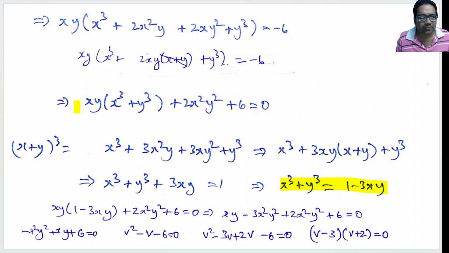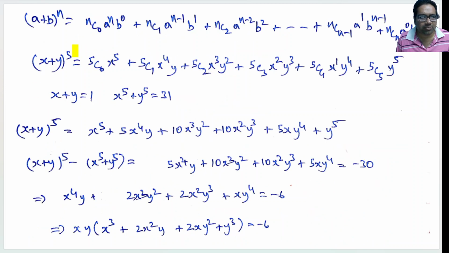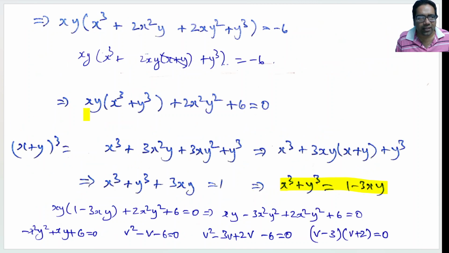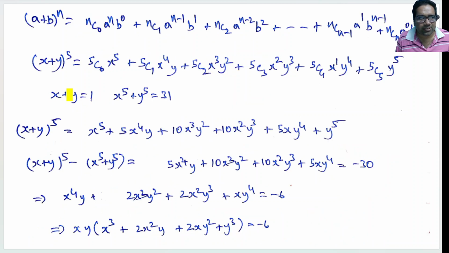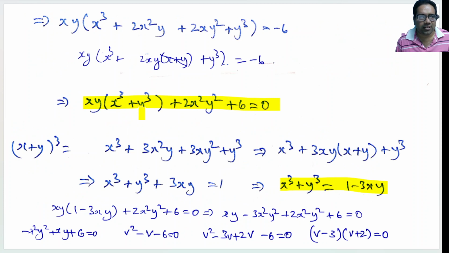So we started with x plus y whole power 5 and subtracted x power 5 plus y power 5, and we kept on simplifying, and finally we arrived at this result. Now here, this x cube plus y cube we are replacing with 1 minus 3xy.